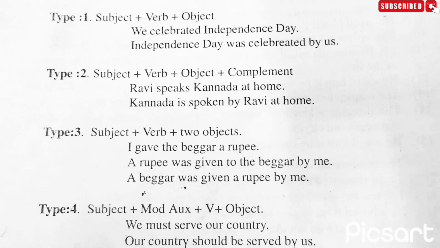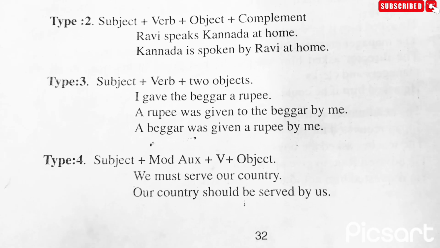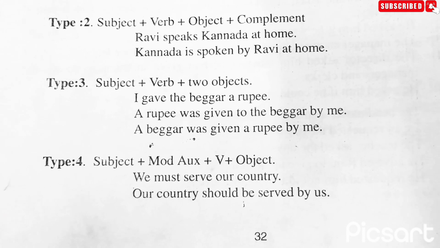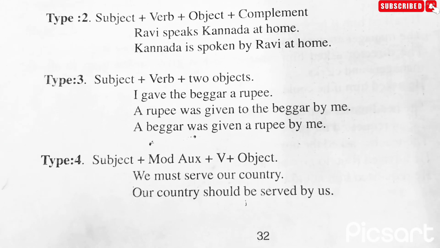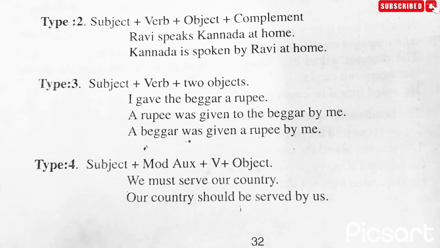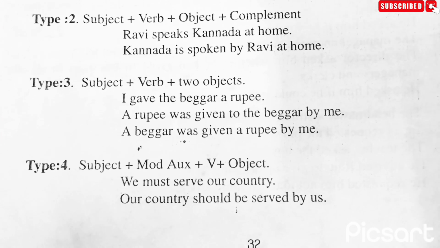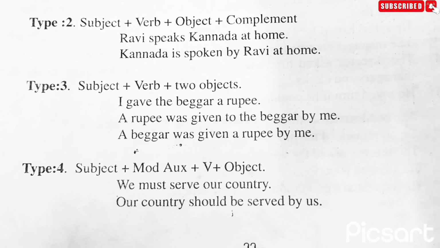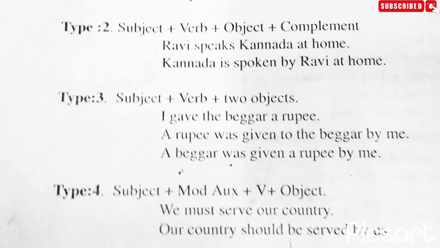So we go to type 2. Here, subject plus verb plus object plus complement. We do not change the place of the complement. It is a very important point: we do not change the place of the complement.